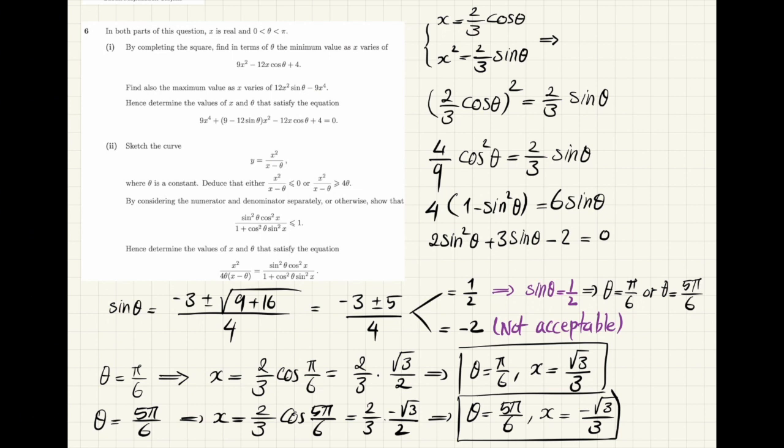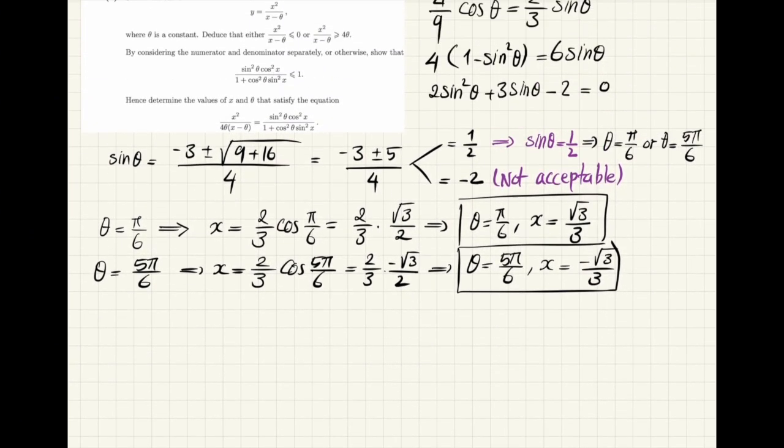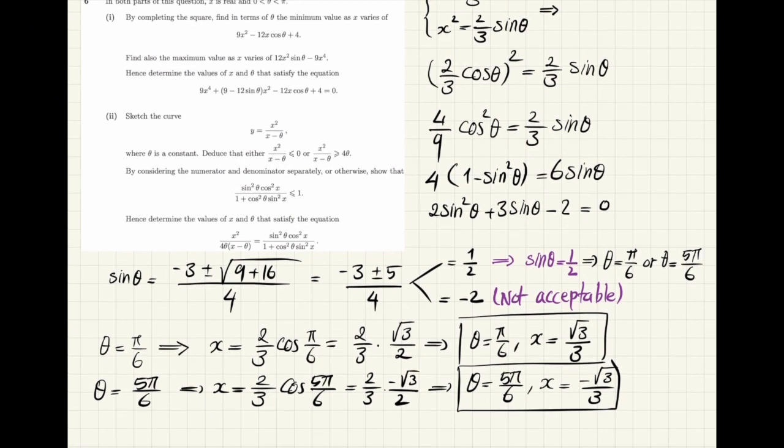Okay, now we go to the next part, part 2: sketch the curve, where theta is a constant, of course, between 0 and pi. And we are supposed to conclude that either this happens or that one happens. So this part should be based on your ability to sketch the graph and use the information on the graph to conclude these two inequalities.